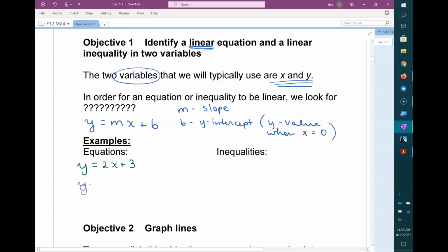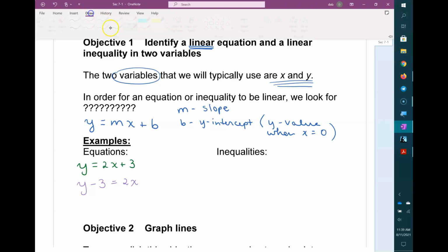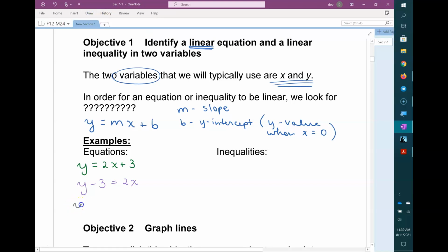Well, if I subtract 3 from both sides and write y minus 3 equals 2x, this is still a linear equation because it can be written as y equals 2x plus 3. So we could also have a linear equation where we have all the letters on one side. We might have y minus 2x equals 3. Well, that's still a linear equation because it can be written in the form y equals mx plus b.